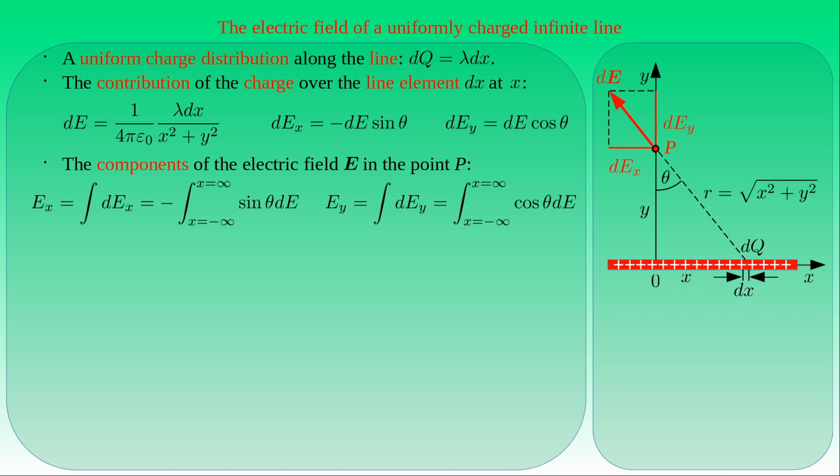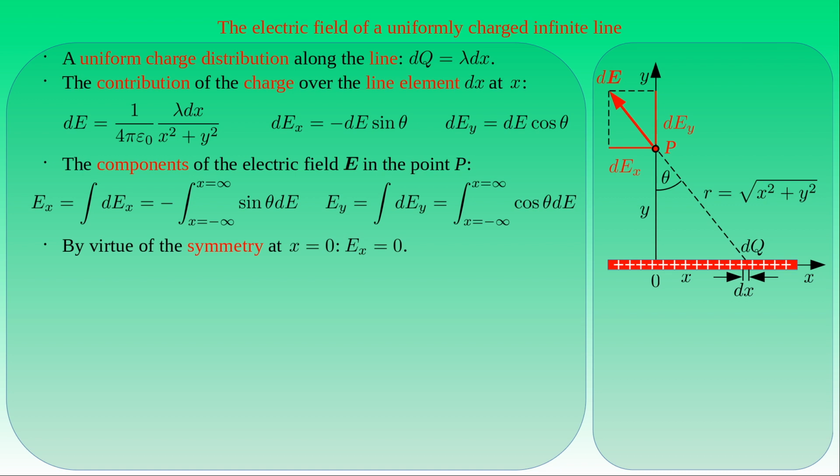Then the electric fields created by these charge elements on both sides have the same magnitudes. Their y components point in the same direction but their x components point in opposite directions. As a result, these infinitesimal contributions to the net electric field cancel each other out in the x direction. That is, the x component of the electric field strength vanishes and it has only a y component.